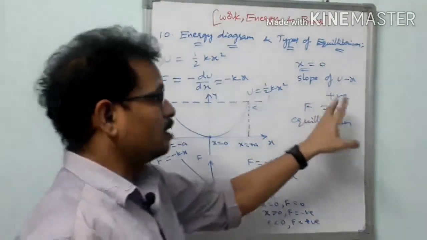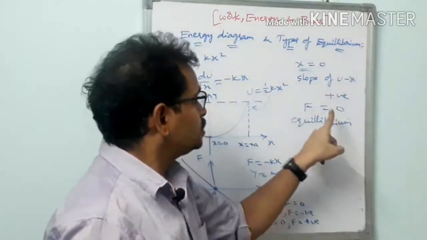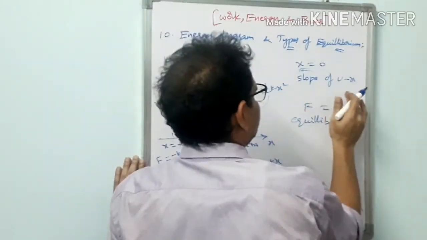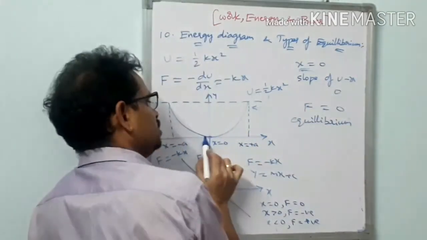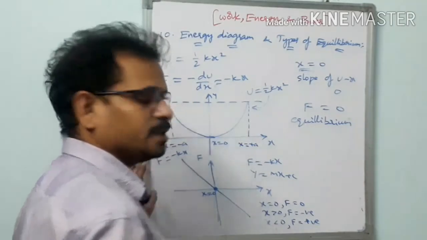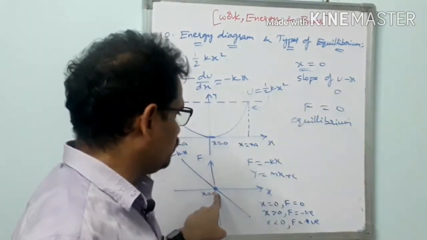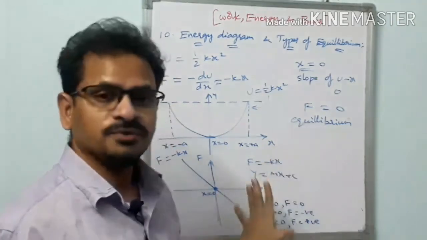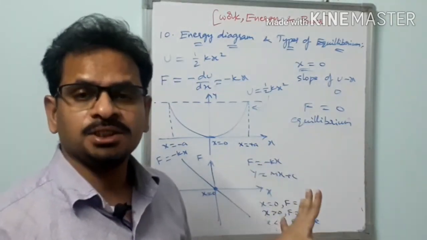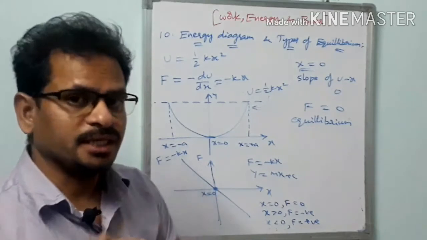Slope of the U-x curve is positive. Sorry, it is 0. Slope of the U-x curve is 0. At x equal to 0, it is flat, no? So here slope is 0. So slope of the U-x curve is 0, and the force is 0 at x equal to 0. So therefore at x equal to 0, the body will be in equilibrium.